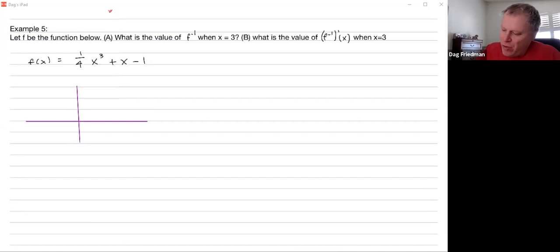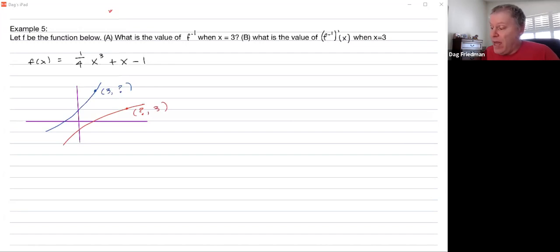If the original graph were to look something like this, it's going to pass through the point (3, something). Which means the new graph, the inverse function, which maybe looks like this, is going to have to pass through the point (something, 3). Okay? So with that being said, the first thing we're going to do is figure out what is our actual point that we're talking about.